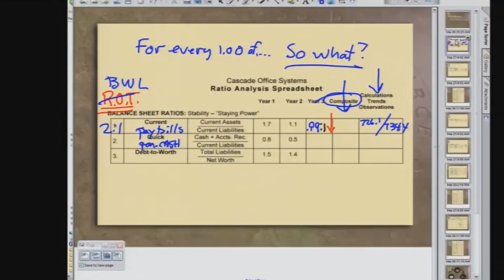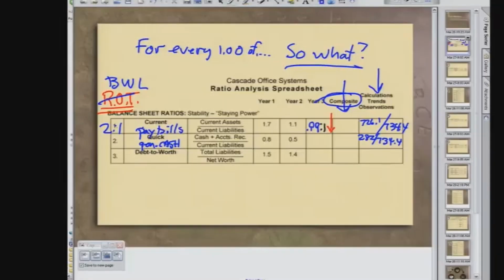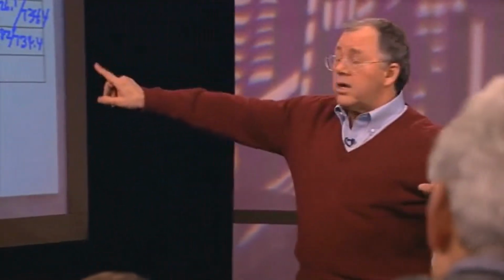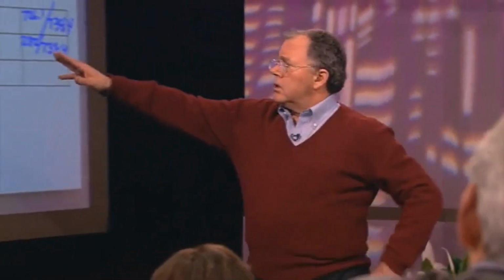Cash is 12 and accounts receivable are 270, so the total is 282 divided by the current liabilities, which hopefully are still 734.4, right? And the number is? Anybody? 0.38 to 1. Somebody, what does this say in words? For every dollar of current liabilities, he's got 38 cents of cash and accounts receivable. Liquid assets, huh? Liquid assets.